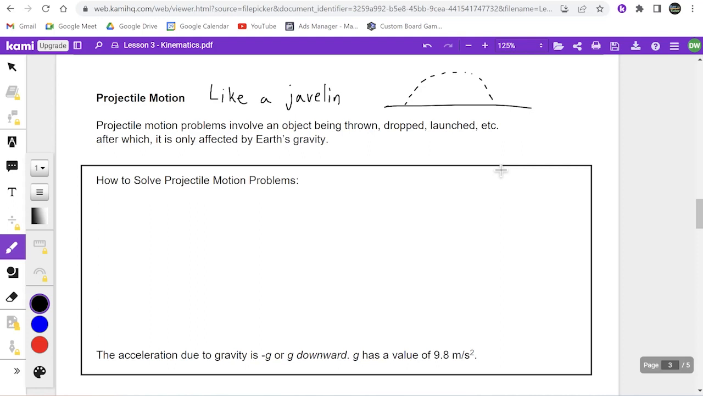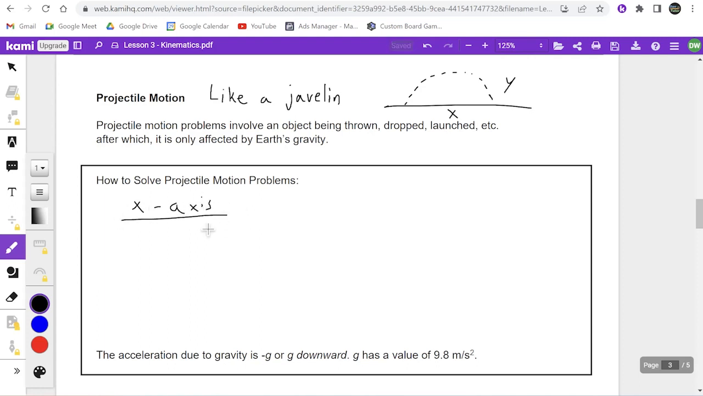And here's how we're going to solve projectile motion problems. Basically, they're the exact same thing as normal kinematics problems, except now you have to worry because if you look at my picture, there's an x-axis and a y-axis, and that's never good in physics. So we have to break it up into two different axes.